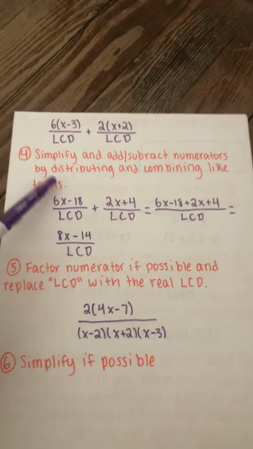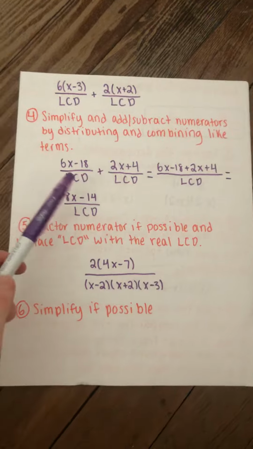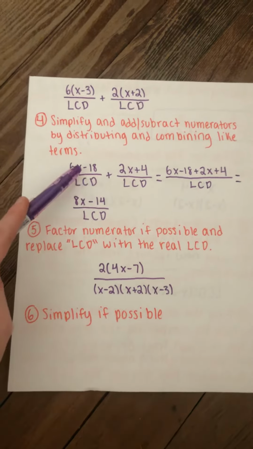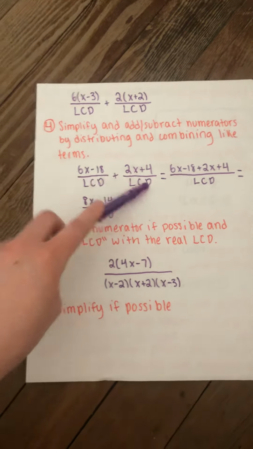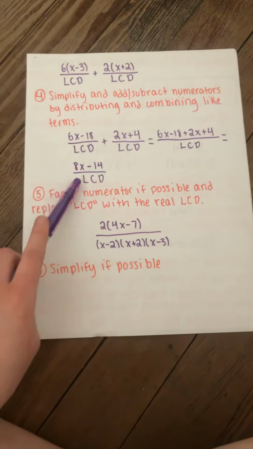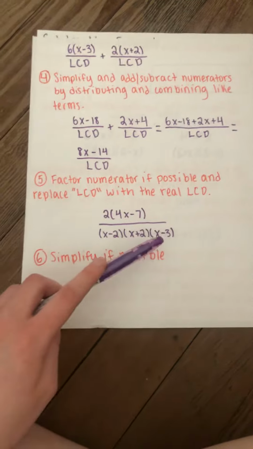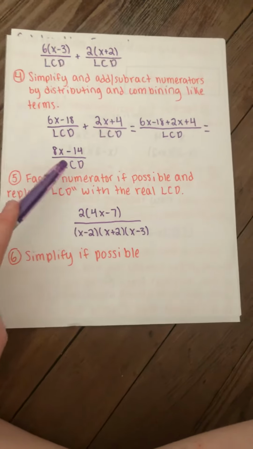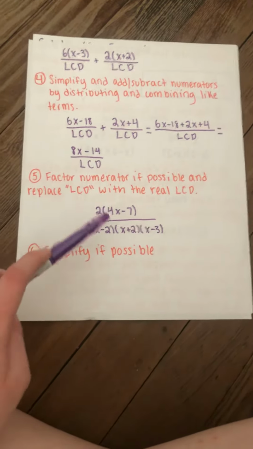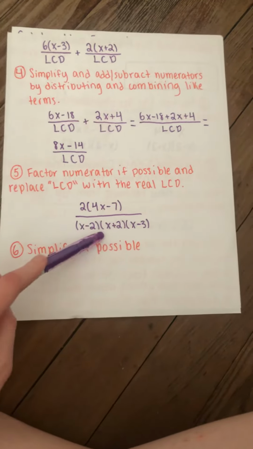Next, we have to simplify and add or subtract the numerators by distributing and combining like terms. So here I distributed and then I combined like terms, and I got 8x minus 14 over the LCD. Next, you have to factor the numerator if possible and replace LCD with the real LCD. So I factored 8x minus 14 into 2(4x minus 7) over the real LCD.